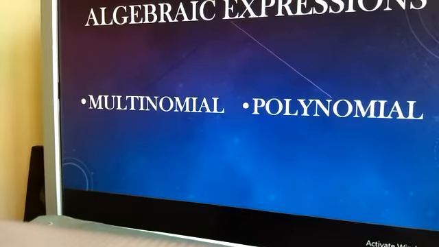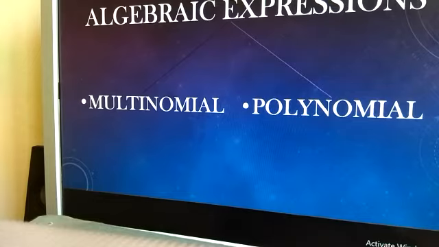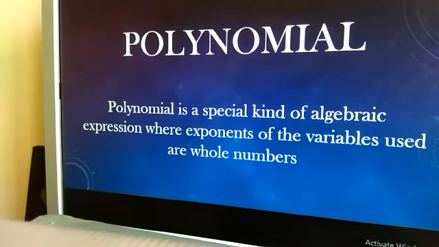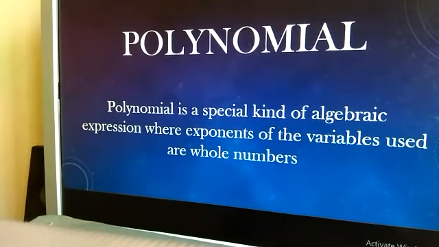There are two major divisions in algebraic expressions, that is multinomial and polynomial. So how is a polynomial different from a multinomial? It follows certain conditions. The condition is that it's a special kind of algebraic expression where the exponents of the variables used are whole numbers.